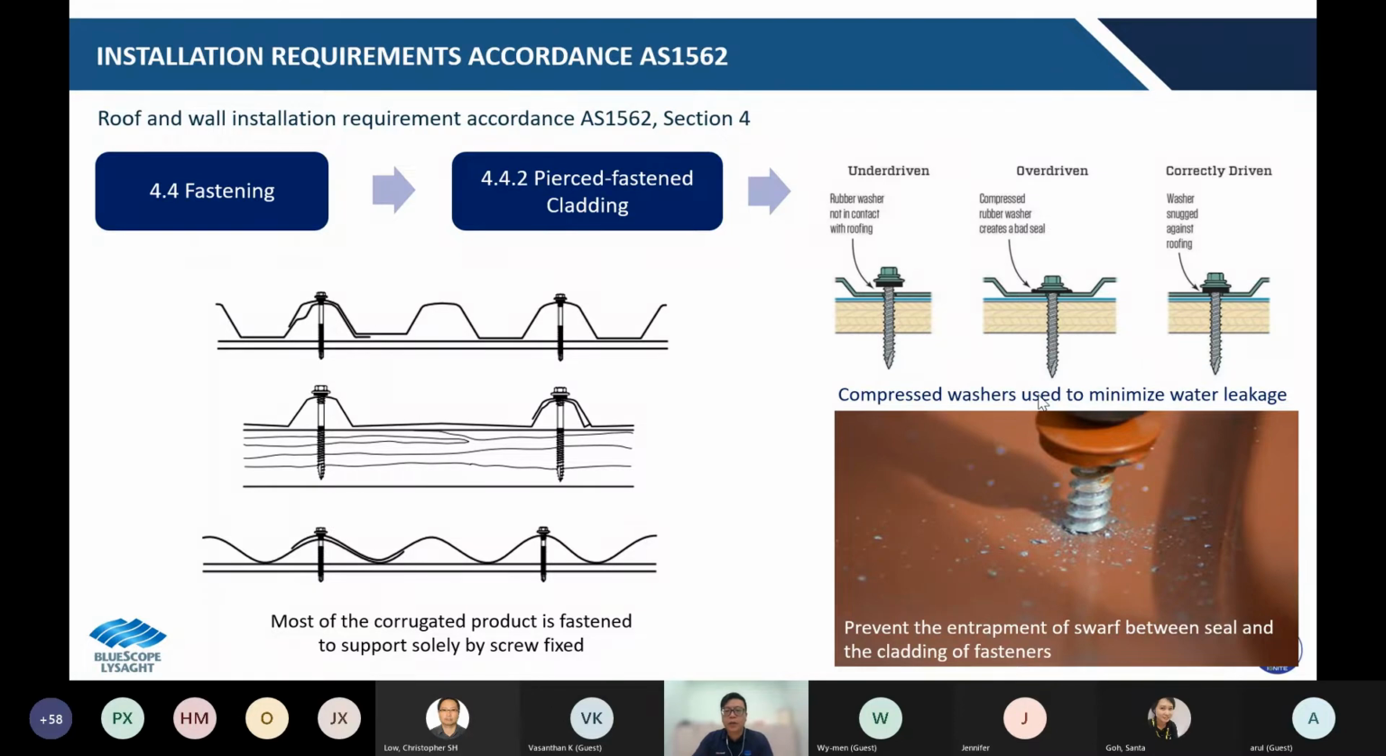It might be a major concern when corrugated product is used in the project because most of the corrugated product is fastened to the support solely by screw fix. So we must pay extra caution and ensure the suggestion in the clause can be complied with when corrugated product is used in the project. So this is the graphic as I show here on the left-hand side, just to show you that most of the corrugated product is screw fix and this is direct screw in. So these two factors, you might consider to highlight to your contractor that you must install it so that at least it doesn't come to the condition of underdriven, overdriven, or at least try to clean up the swarf as much as possible.